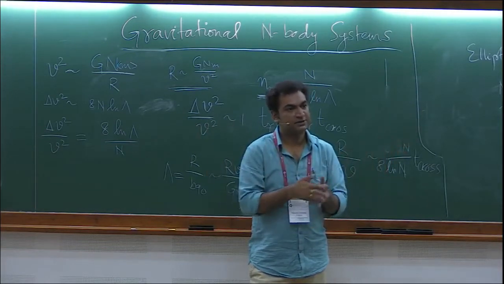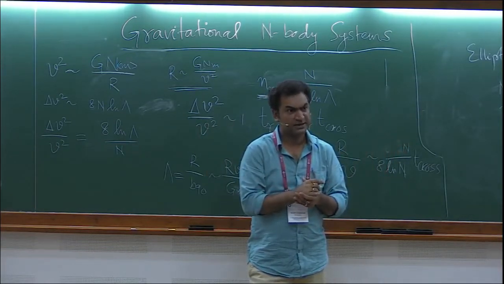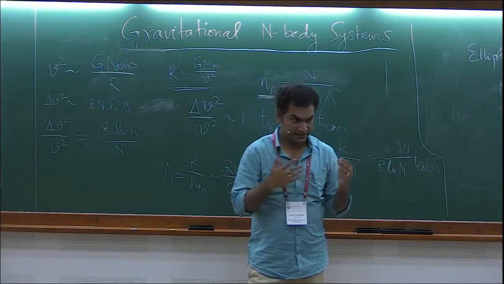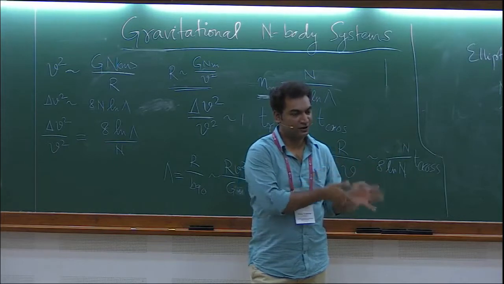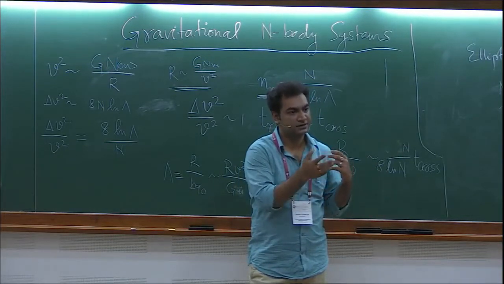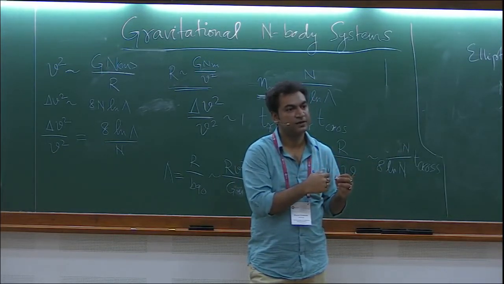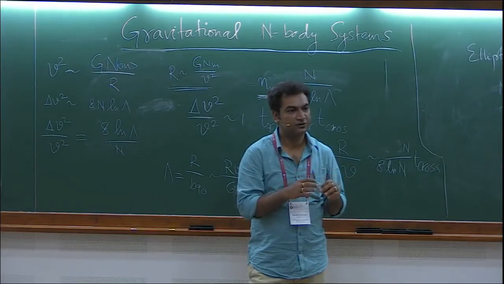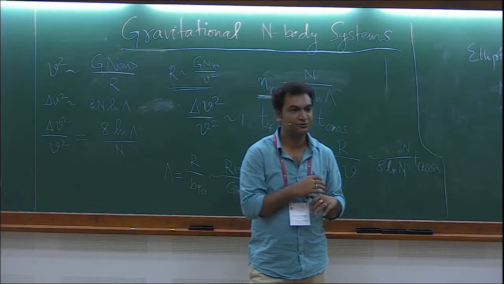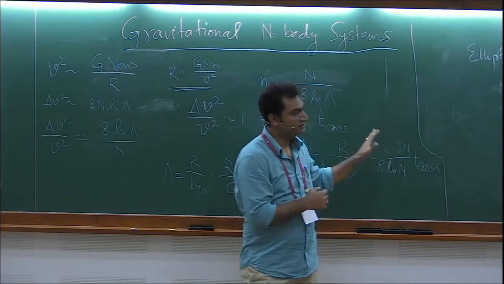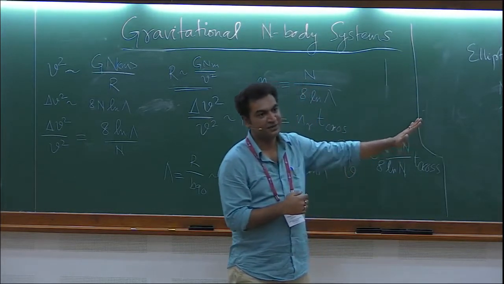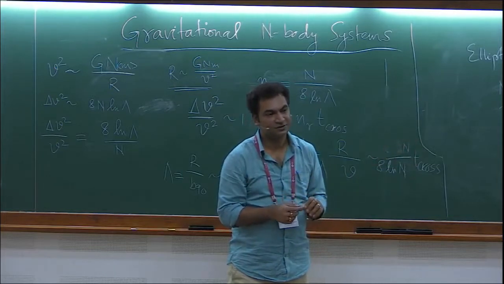But in clusters and in centers of galaxies, you can have densities that are so high that some stars will always have a high enough probability to interact strongly. So if you want to write a code that can solve this problem properly, then in addition to this two-body relaxation, you also need to include strong encounters.